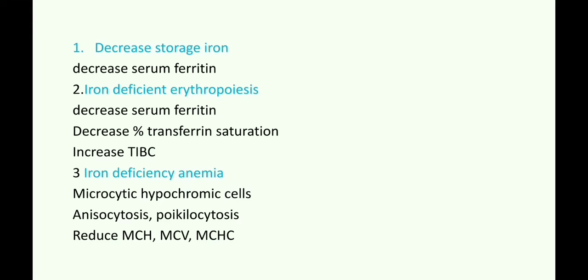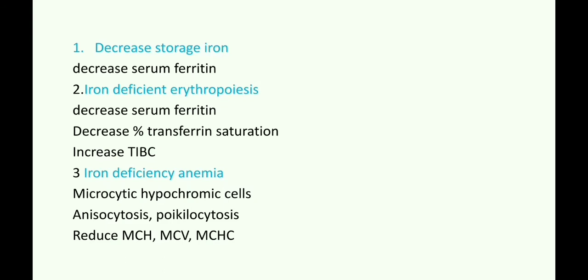Now the second stage is iron deficient erythropoiesis. So here there are reduced iron stores, there is reduced serum ferritin, there is a decrease in the percentage saturation of transferrin. At the same time, there is an increase in the total iron binding capacity. But what is important to note in these two stages, the first stage and the second stage, is that the morphology of the RBC is not going to get affected.